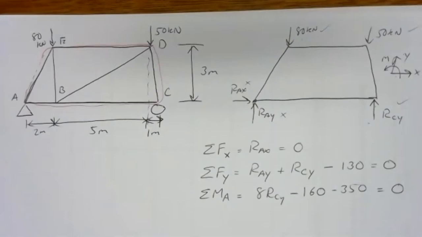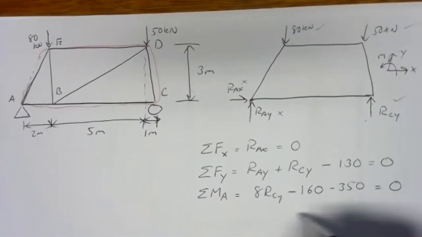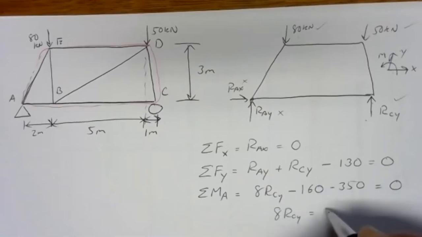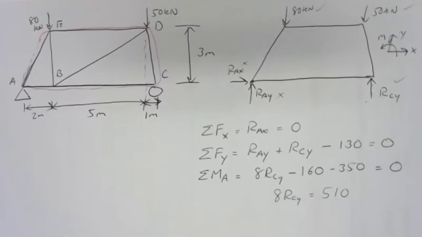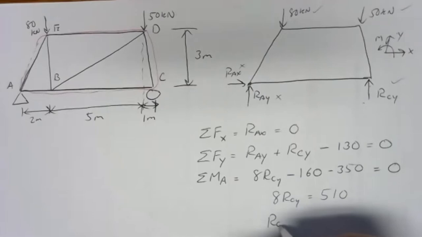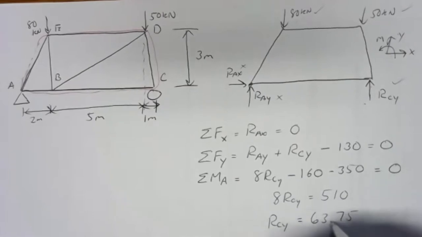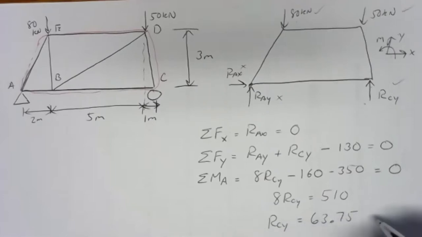To solve, we can work with the moment equation first. Usually the moment equation is the first place we go. So we've got 160 and 350. That added together is 510. If we add it to both sides, we'll end up with 8 RCY equals a positive 510. And divide both sides by 8. And we get RCY is 63.75. And the units, it's a force, so it's kilonewtons in this problem.